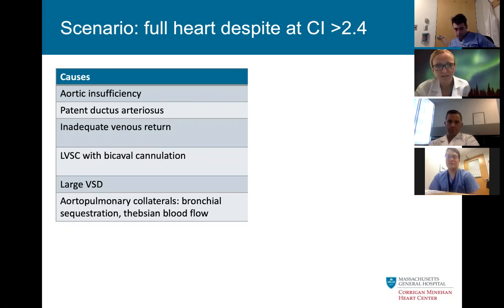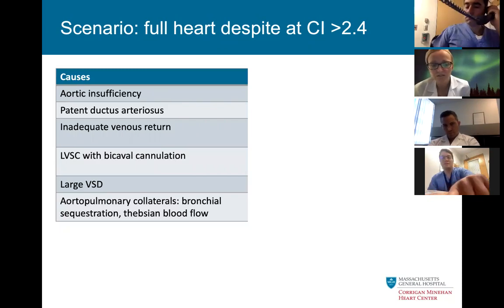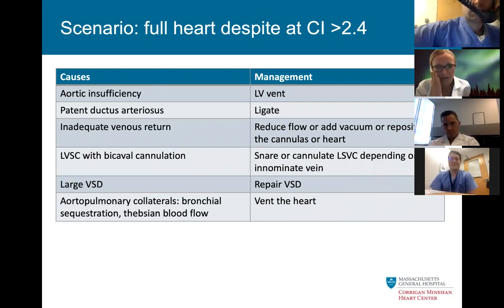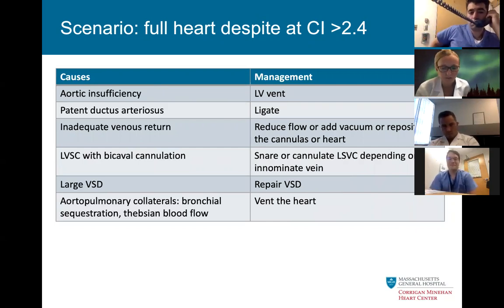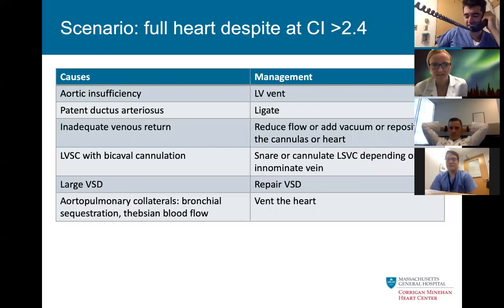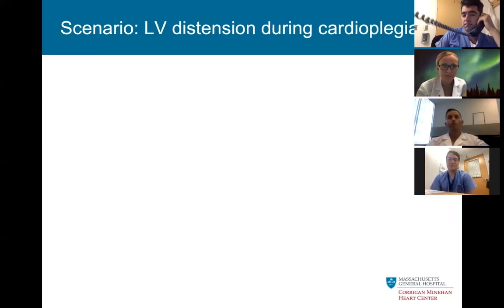So for example, aortic insufficiency, patent ductus, inadequate venous drainage, or left-sided SVC with bicaval cannulation that we talked about before, large VSD or collaterals. For each of these, I've outlined management strategies. So if you have insufficiency, you can put in a vent, you can ligate the patent ductus. And if you have inadequate venous return, you can reduce the flow or add vacuum, reposition the cannulas, as you mentioned. And then we talked about the left-sided SVC. If you have a large VSD, you'll have to repair that. And for the collaterals, venting the heart will be the way to go.